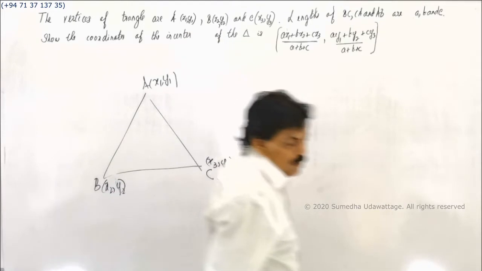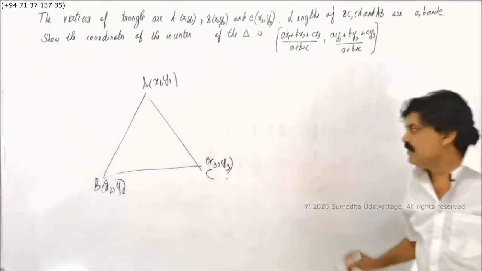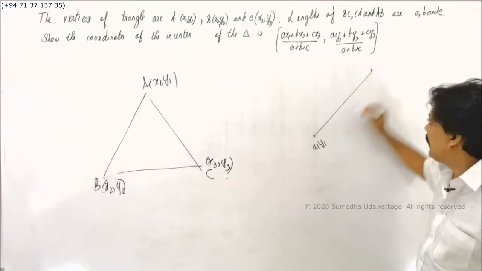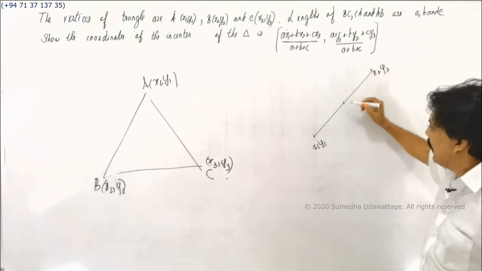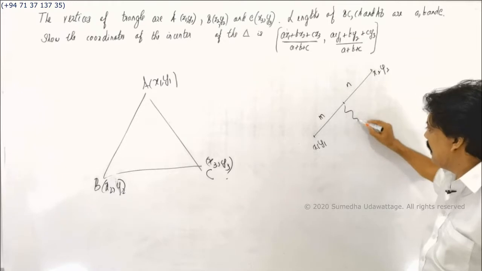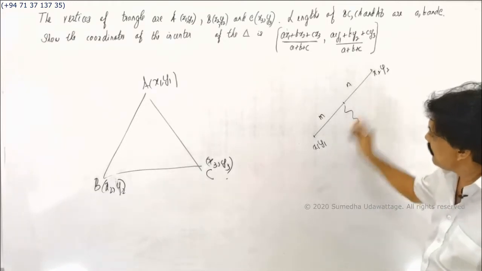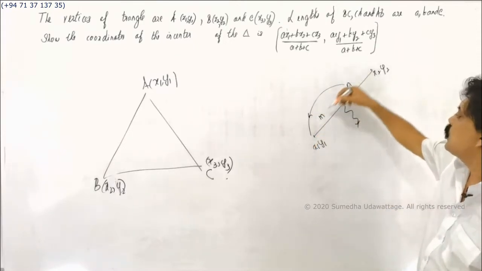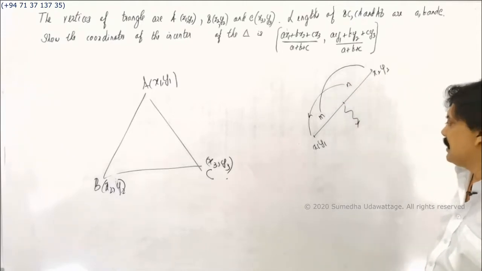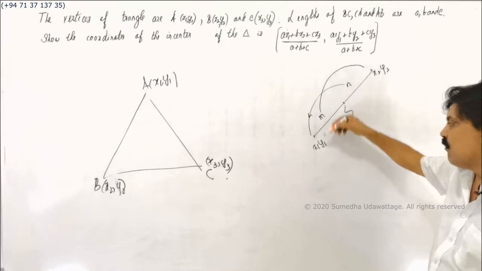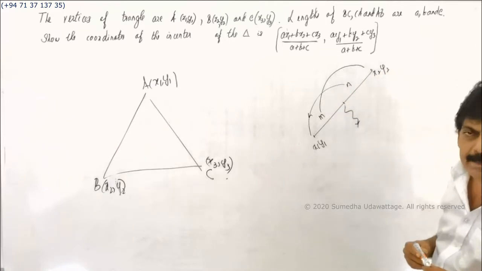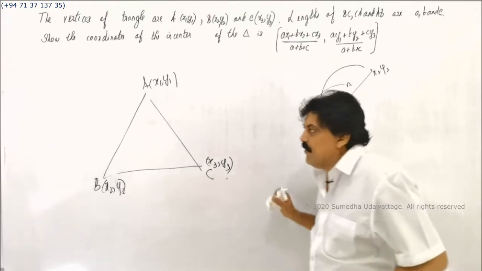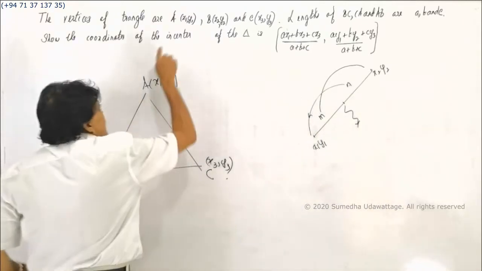To handle this question, you should remember the theory I did last: for points X1, Y1 and X2, Y2 divided in the ratio M to N, the x coordinate is (nx1 + mx2) divided by (m + n), and the y coordinate would be (ny1 + my2) divided by (m + n). And then to handle this question, you have to be aware of the O-level theory of the incenter.